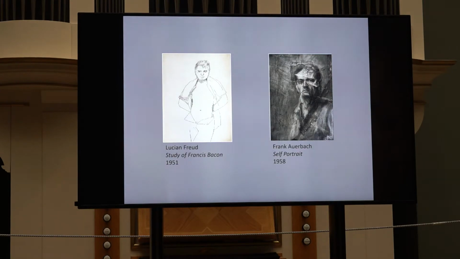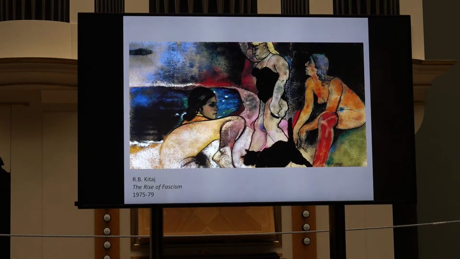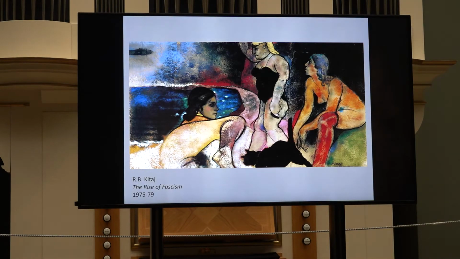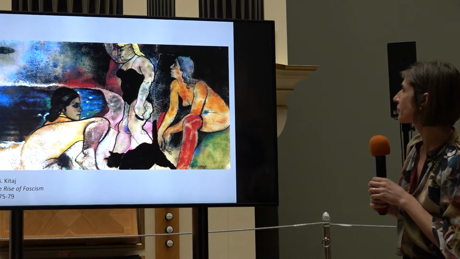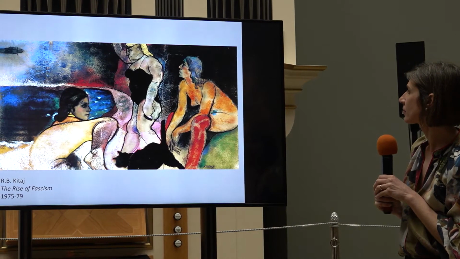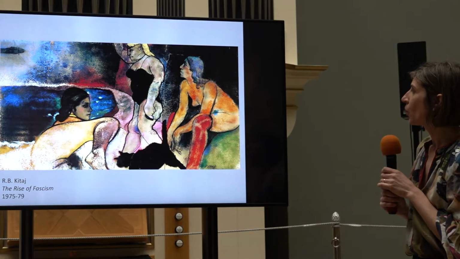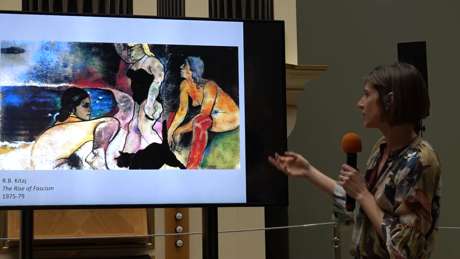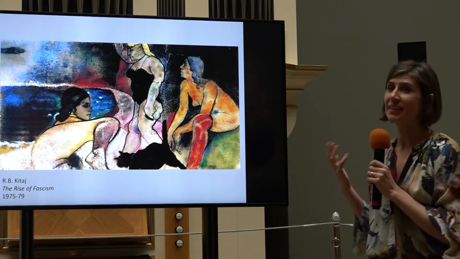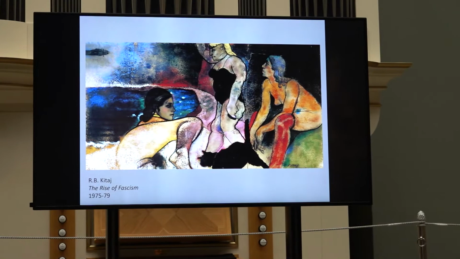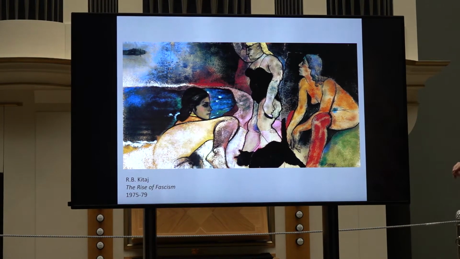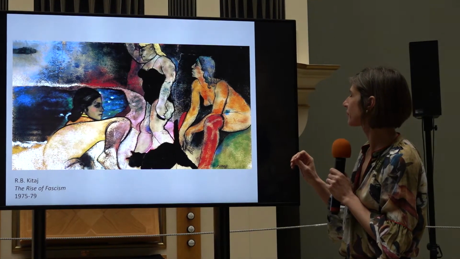in relation to his return to life drawing in the mid-70s, which is very visible in this picture in the exhibition titled The Rise of Fascism, where Kitaj is using pastels after the example of Degas, and is going back to life drawing.